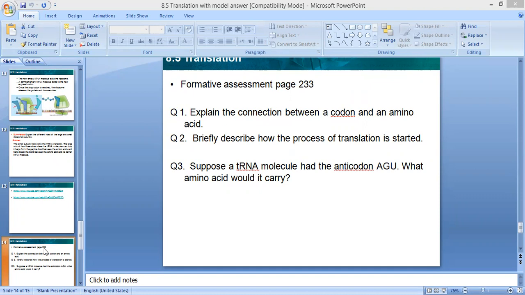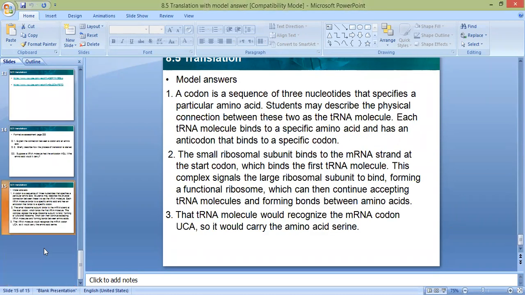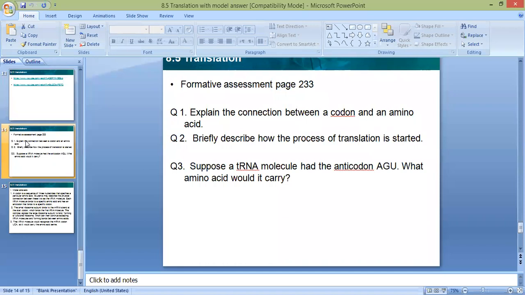All right, we will see the model answer here. A codon is a sequence of 3 nucleotides that specifies a particular amino acid, or you can say that codes for a particular amino acid. Okay, now let's see question number 2. Briefly describe how the process of translation starts. How does it start? Who can tell me how the process of translation starts? Yes, Murad.